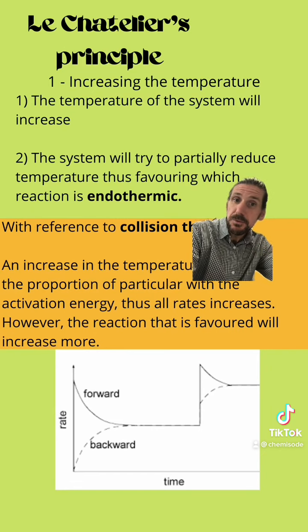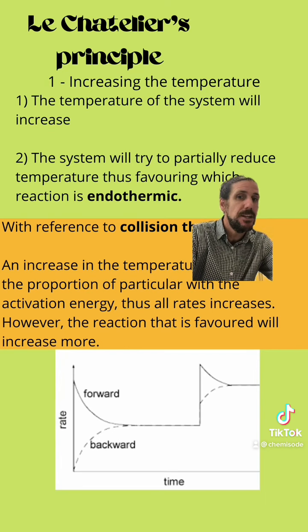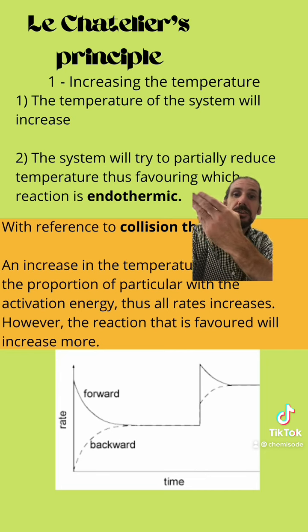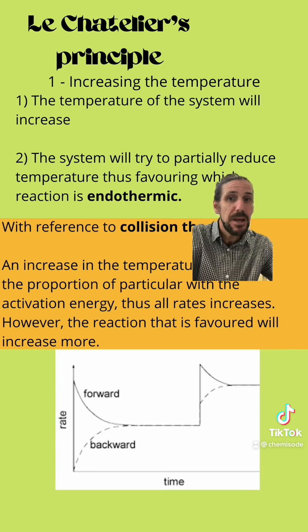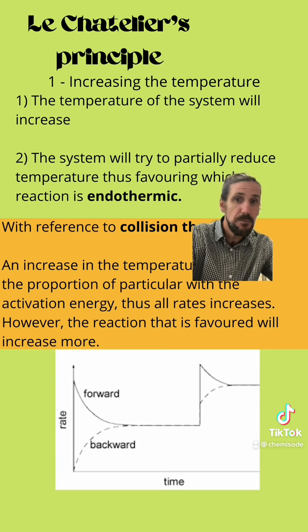Well, Le Chatelier's principle states that we need to decrease the temperature somehow because we need to partially oppose the change that's made to our system. So when we increase the temperature of our system, what's going to happen? The reaction is going to favour our endothermic direction, whichever that may be. It might be the forward reaction, it might be the reverse reaction. But the key thing is, if I increase temperature, it will favour the endothermic reaction.